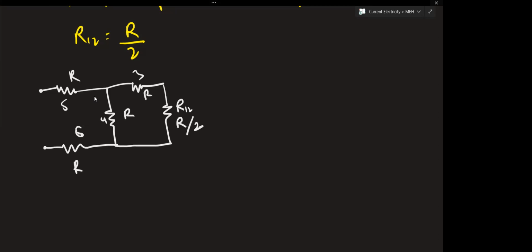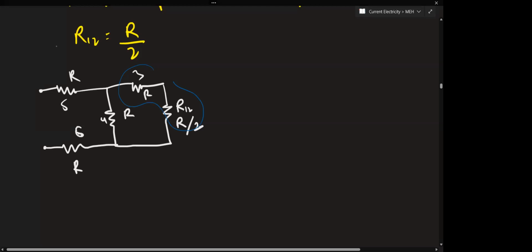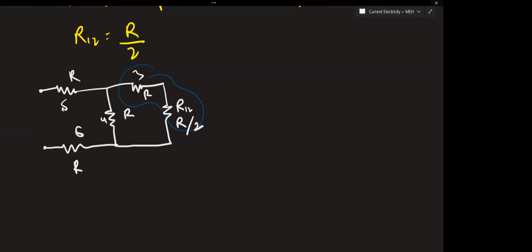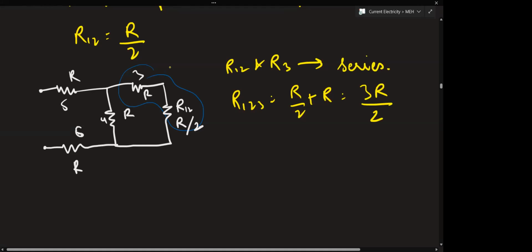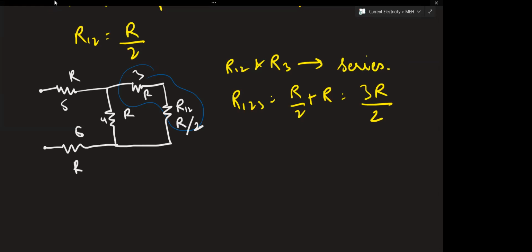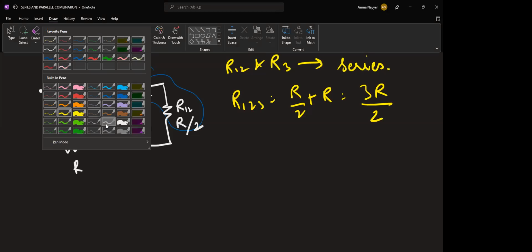Now look in here. How are these two, R3 and R12, connected? Single wire with just a bending. We call it a series combination. In series, R1, 2, 3, you directly add all of them. So that becomes R by 2 plus R, that is 3R by 2. Correct. Now, how your circuit will now look like, you have to keep on reducing it.